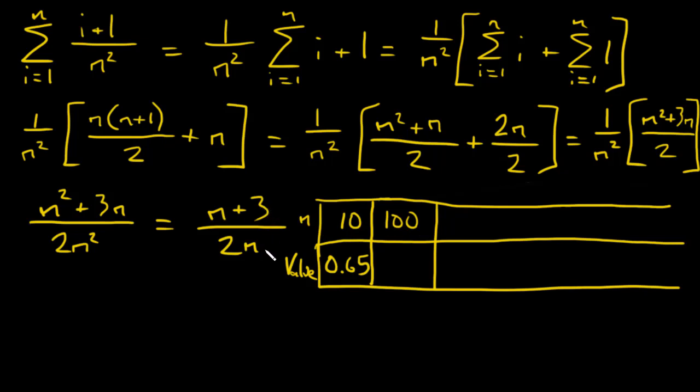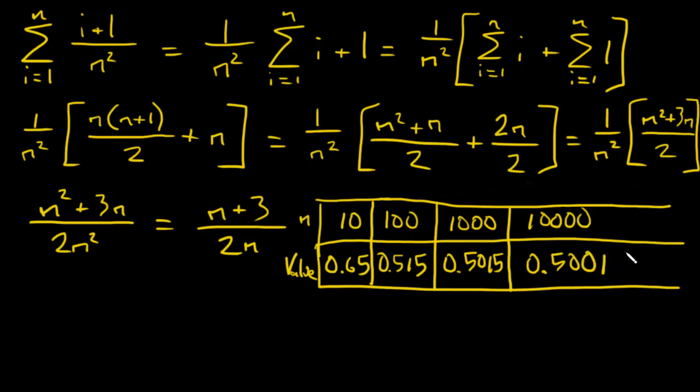Now I'm going to let n equal 100. 100 plus 3 is 103, divided by 200 is 0.515. Probably see where this is going. 1,000. Now it's going to be 1,003 divided by 2,000, 0.5015. 10,000, 0.50015. Alrighty, I think you probably see the pattern.